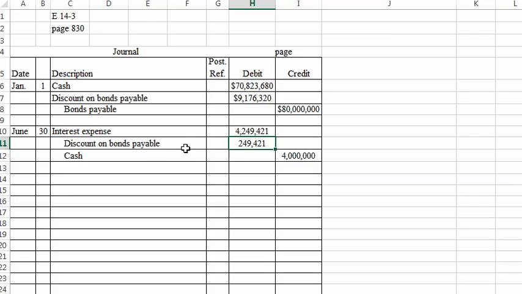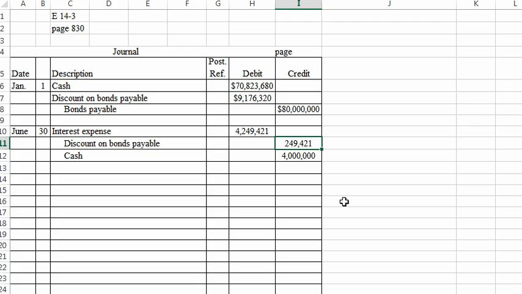Now the discount comes off, excuse me, I got that on the wrong side. It should be 249,421. I'm sorry, you guys probably caught that. That needed to be on the credit side to balance the entry, right? The discount went on the books as a debit. It would have to come off the books as a credit. I was about to point that out and noticed I had it on the debit side. Please excuse me there.